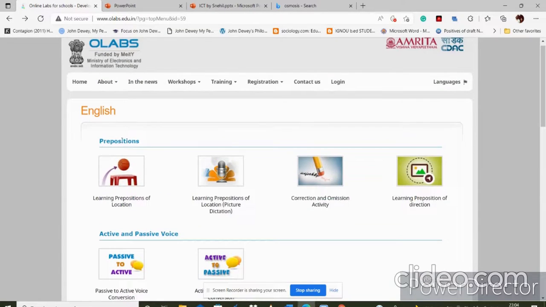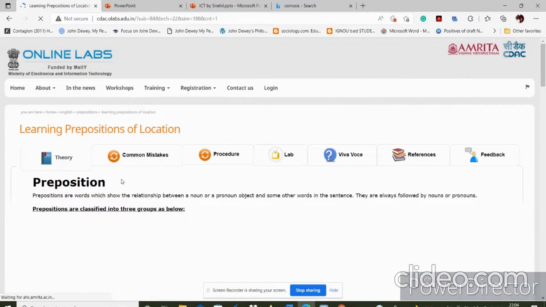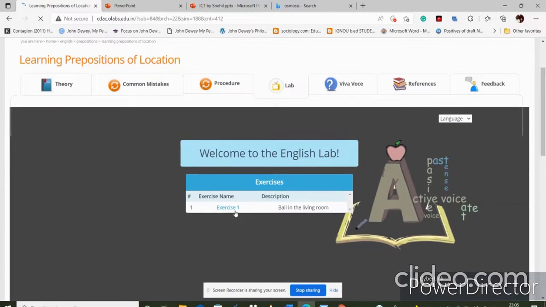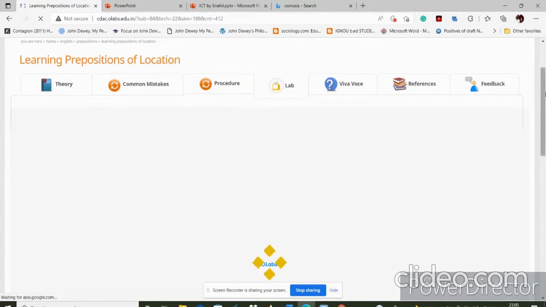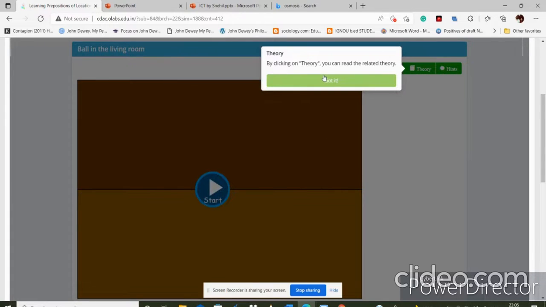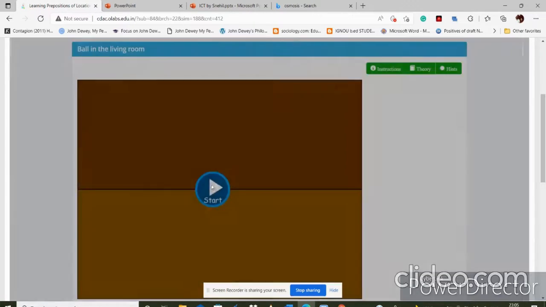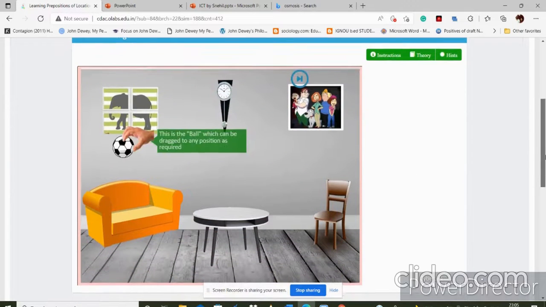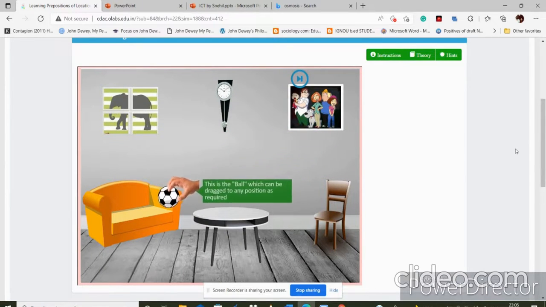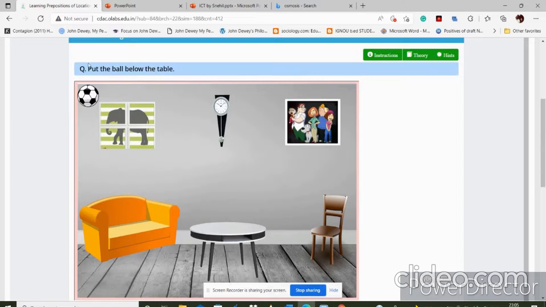So let's open this one, prepositions. Here again they provide these sections, and in the lab we can do this exercise. In this exercise they will provide some instructions, and we have to follow those instructions. For example, let's start this one. So this is the room. They will command us, and we will put the ball on the desired place. So let's skip. Okay, so the question here is, put the ball below the table. So we will put it below the table.